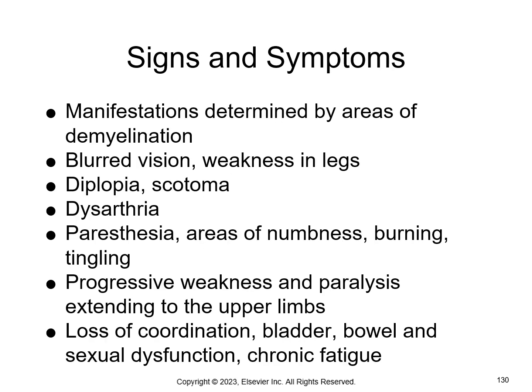The signs and symptoms are determined by the areas of demyelination. They can be like blurred vision, weakness in the legs that progresses to paralysis, diplopia, which is double vision, and scotoma, which is spots in the visual field, dysarthria, which is slurred speech, paresthesia, which is numbness and tingling, progressive weakness and paralysis progressing from the legs up, loss of coordination, bladder and bowel dysfunction, sexual dysfunction, and chronic fatigue.